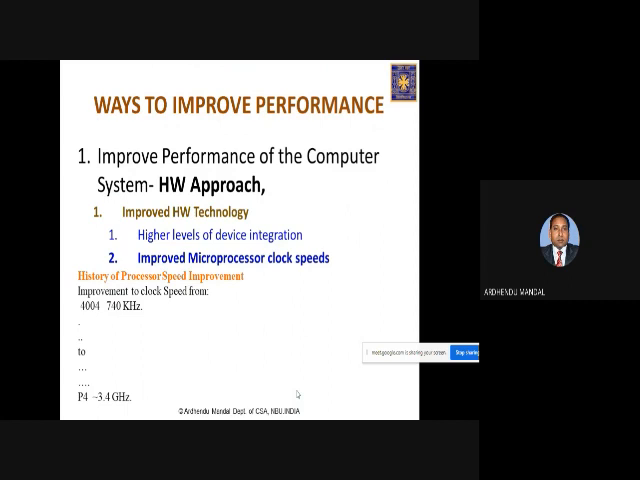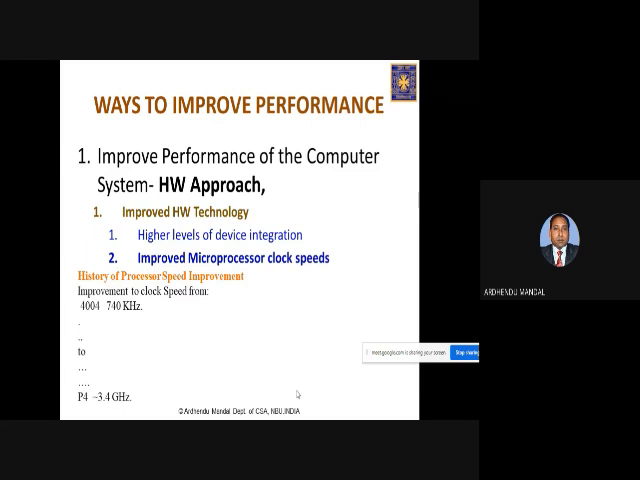The second improvement we can make is in improving the clock frequency of the processor itself. If we go through it statistically, the first processor launched by Intel was the 4004, which had only 470 kilohertz of frequency. From there, we have moved up to Pentium 4, which has approximately 3.4 gigahertz of stable clock frequency.